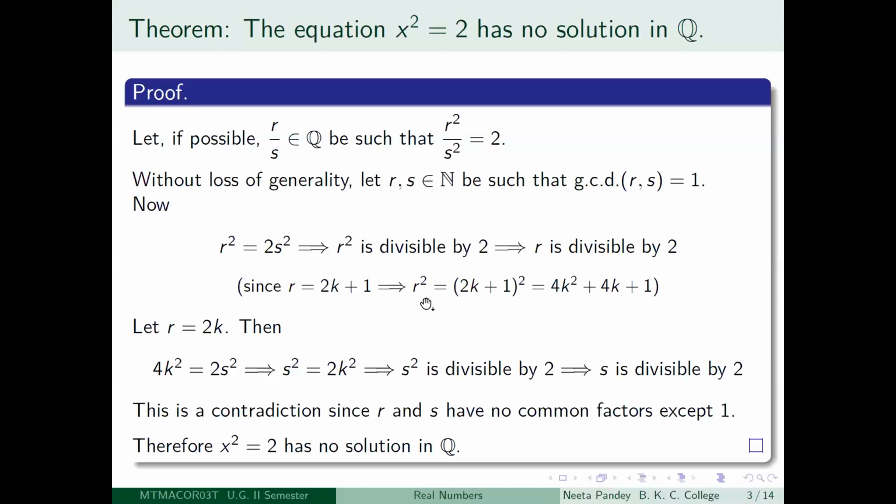So if you take the square of that, you'll get (2k plus 1) whole squared. So that is 4k squared plus 4k plus 1, which is again not divisible by 2. So what you have shown here is that if r is not divisible by 2, then r squared is also not divisible by 2. Hence, if r squared is divisible by 2, then r has to be divisible by 2. So this is proving a result by proving its contrapositive. Okay, so this is one way of seeing it.